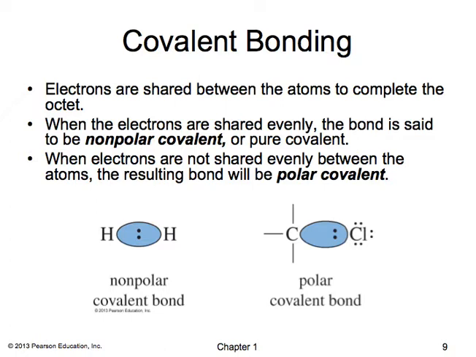By contrast, in covalent bonding, electrons are shared between the atoms to complete the octet. There are two types of covalent bonding, nonpolar covalent as well as polar covalent. In the case of nonpolar covalent, the electrons are shared evenly across the bond, and so this is a nonpolar covalent or pure covalent bond. In the case of a polar covalent bond, the electrons are not shared evenly between the atoms. Rather, you have an uneven sharing where most of the electrons are pulled closer to the chlorine, for example, in this case, versus the carbon. And so this leads to a polar covalent bond.